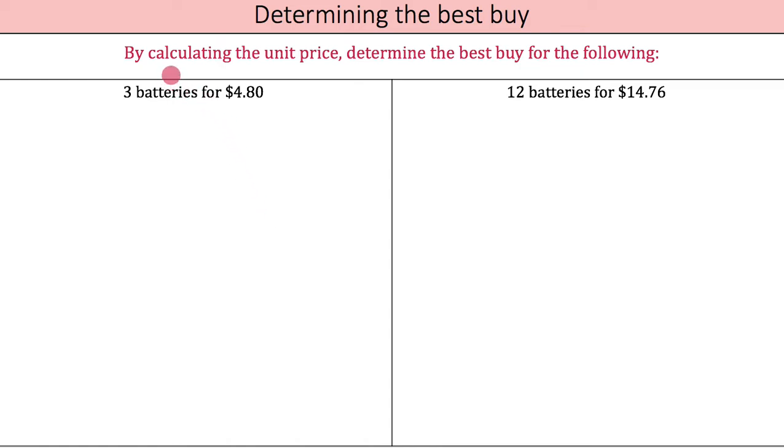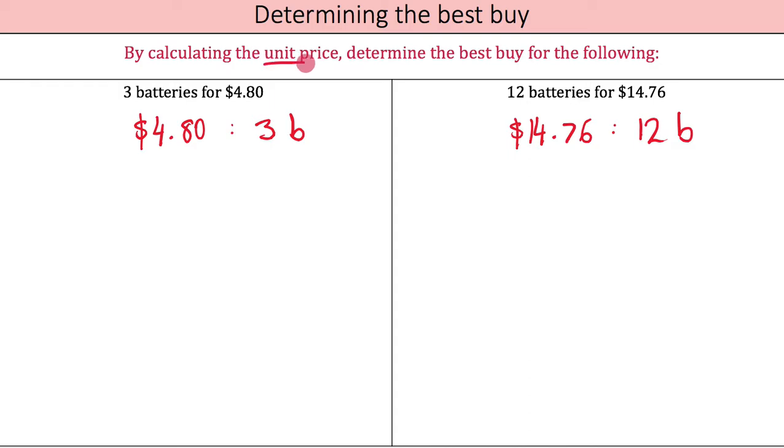So this time we're being asked to calculate the unit price, determining the best buy for the following: 3 batteries for $4.80 or 12 batteries for $14.76. The first thing that we're going to do is write it as a ratio. So it's $4.80 for 3 batteries, so let's write 3B. And then over here, we have $14.76 for 12 batteries, so 12B.